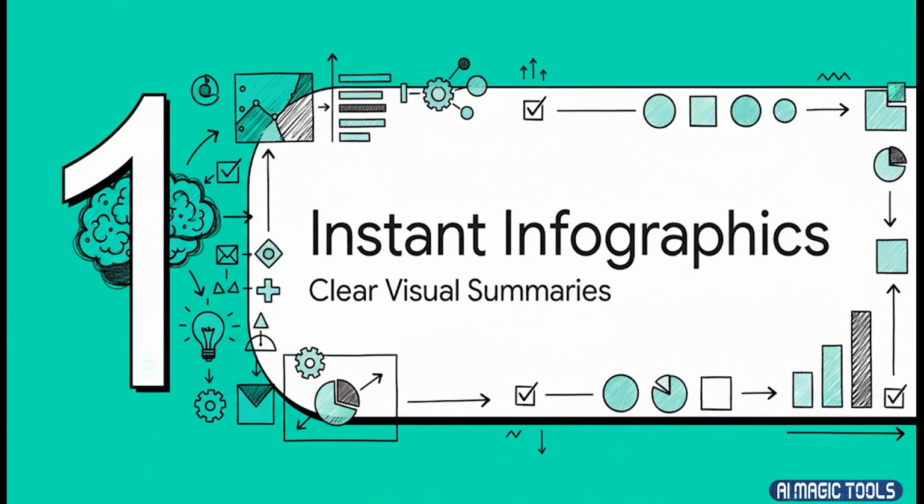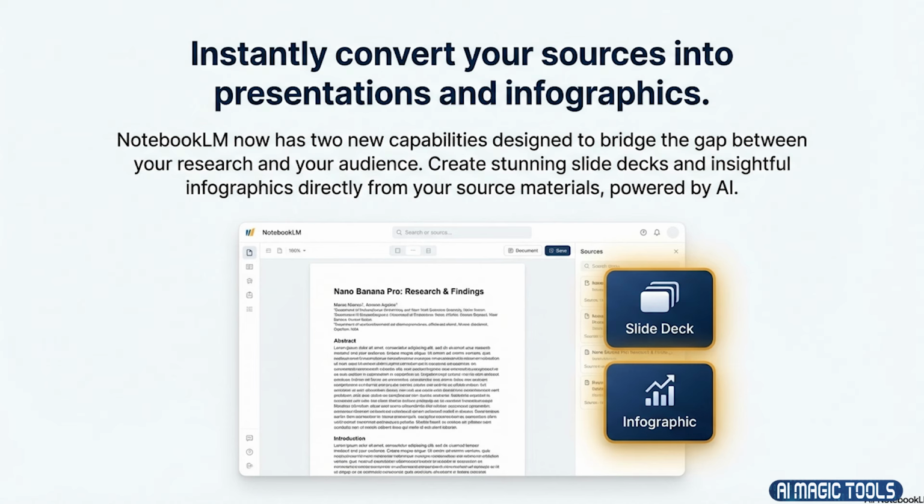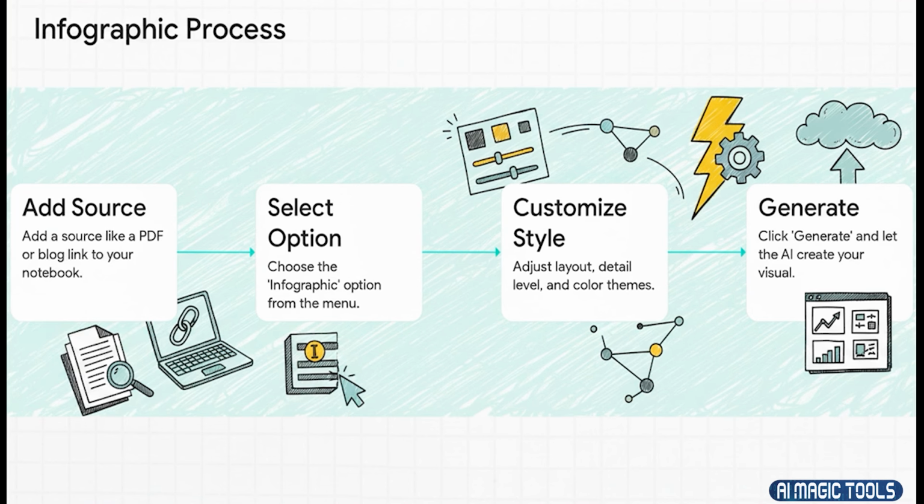So first up is the ability to create instant infographics. Yeah, we're talking about taking a complex source, like a super technical blog post, and having the AI automatically boil it down into a clean, professional visual summary. And the process itself is incredibly simple. You start by just adding your source material, a link to an article, for instance, to your notebook. From there, you just select the infographic option, maybe tweak a couple of settings, we'll get to those in a sec, and you click Generate. The AI literally does all the heavy lifting for you.